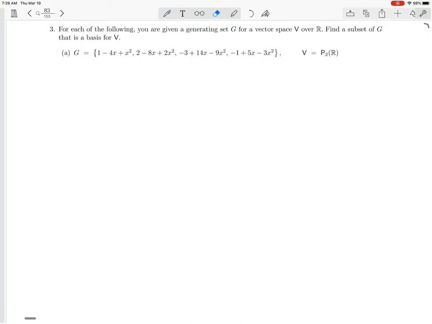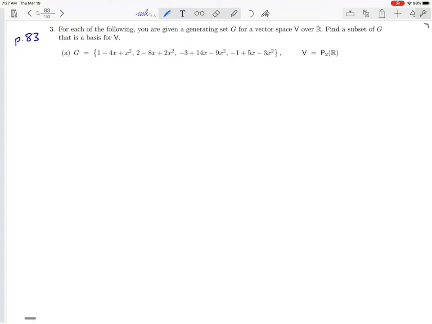Okay, we're going to take a look at example 3A on page 83 of your workbook. Let's take a minute just to get a feel for what they're asking us here. They are giving us a generating set for a vector space. Our generating set is this set G, and the vector space is just P2 of R, the set of all polynomials of degree 2 or less. We want to pick out a subset of G that's enough to still span P2 of R, basically.